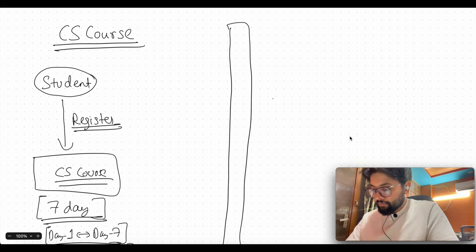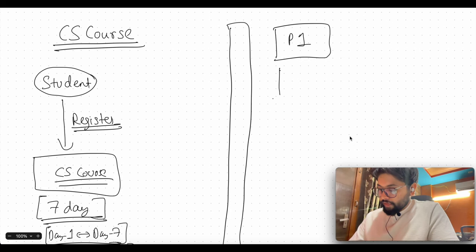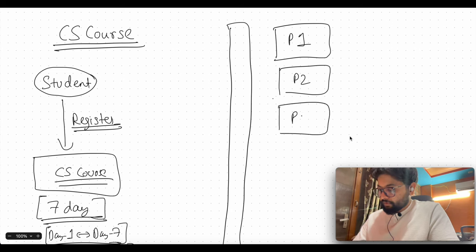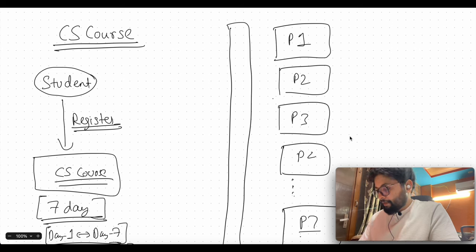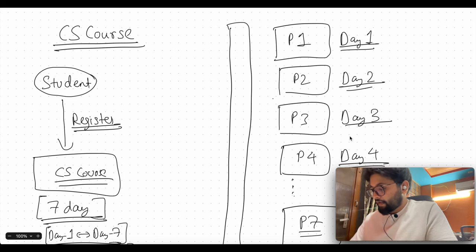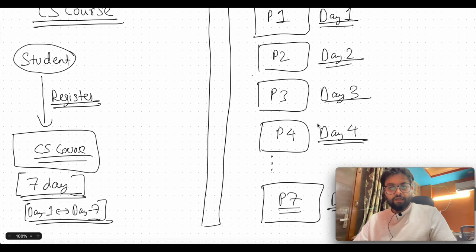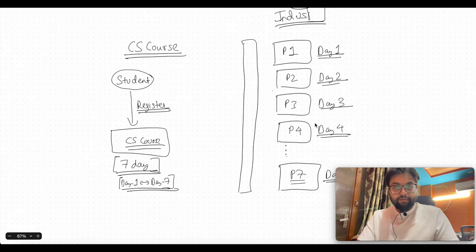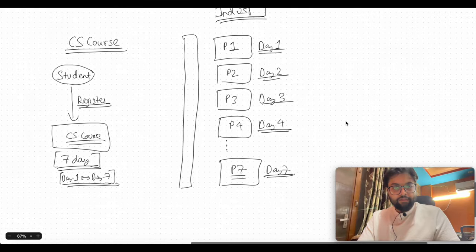So suppose we have a system where we will have partitions. Ideally we are going to have 7 partitions, P1, P2, P3, P4, and so forth. We will have 7 partitions where every partition will be storing the data of the student entries on a particular day. So partition P1 will have data from day 1, partition P2 will have data from day 2, then day 3, day 4, and at the end day 7. So this is the concept here. I'll zoom out a little bit so that you can clearly see this. Okay, this looks good.